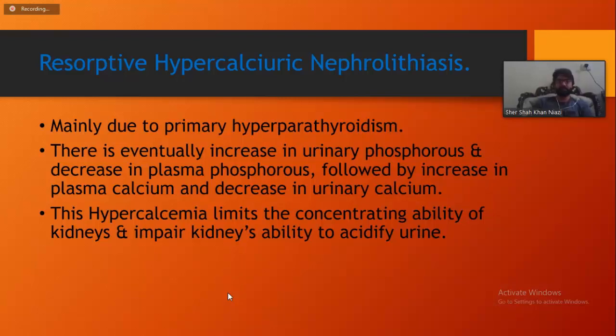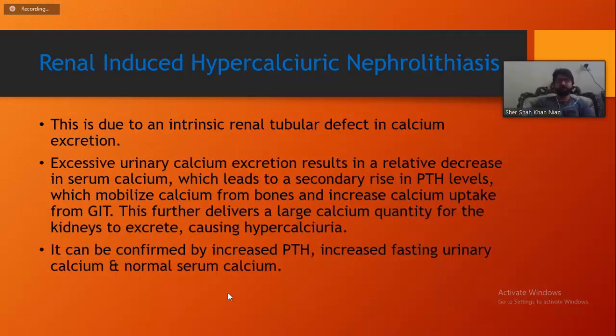Then we have renal-induced hypercalciuric cases. It is due to an intrinsic renal tubular defect in calcium handling. So excessive urinary calcium excretion results in a relative decrease in serum calcium, because obviously when calcium is excreted in the urine, its concentration will decrease inside the serum, which will lead to a secondary rise in PTH levels.